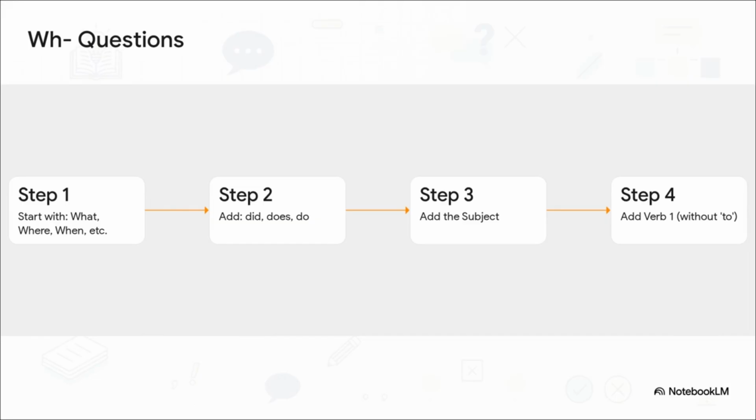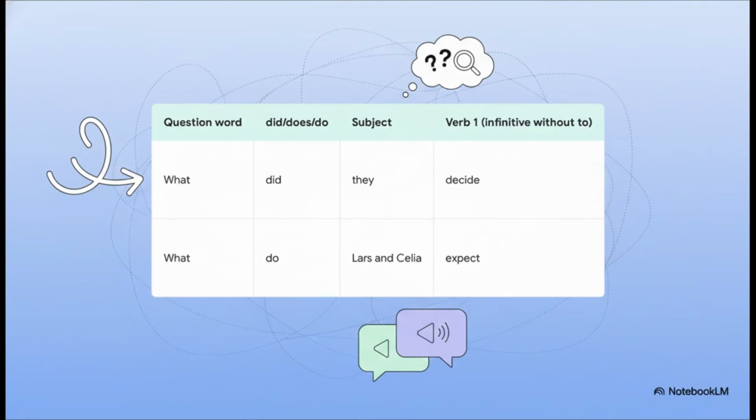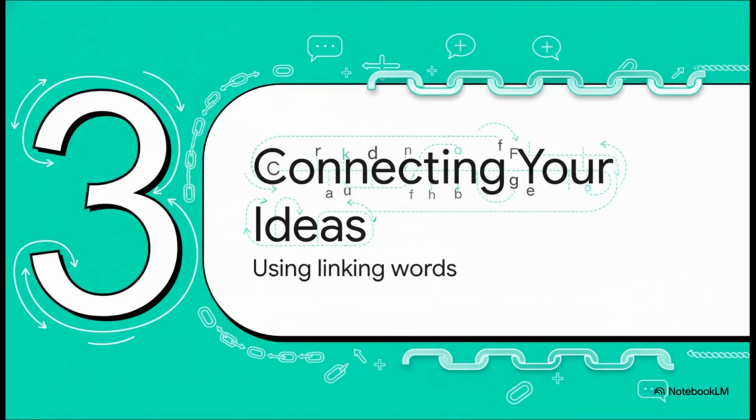But hey, what if you want more than a simple yes or no answer? Well, that's when you need wh- questions. And the good news is the structure is almost exactly the same. You just pop a question word like what or where right at the very beginning. Check out these examples. You could ask something like, what did they decide? Or what do Lars and Celia expect? You see, the question word is first, then did or do, then the subject, and then that first verb. You are doing an amazing job.